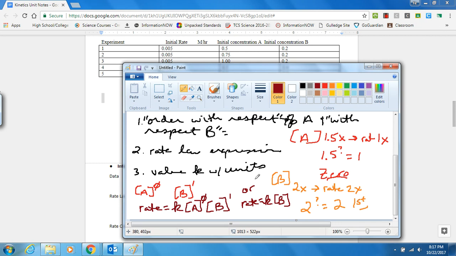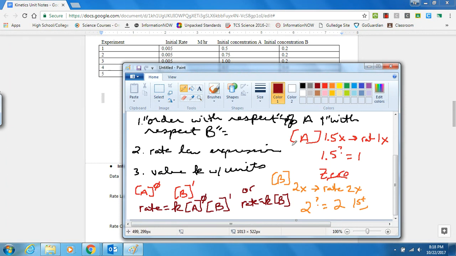Now let's answer the last question. What is the value of k with its units? So, how we figure out k's numerical value is we just take any of these experiments and we plug them into our rate law expression. Once we do that, we then can just algebraically solve for k. How we find the units of k, we can either do it by eliminating my units algebraically, or you can remember to take the overall order and subtract 1. So the overall order here would be 1, because it's 0 plus 1 is equal to 1.